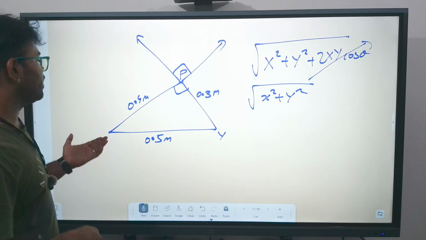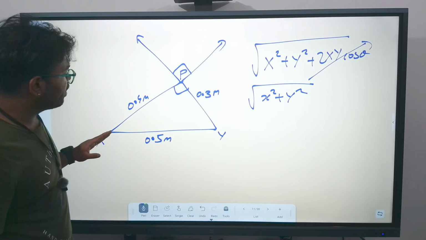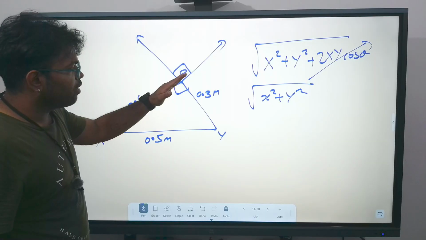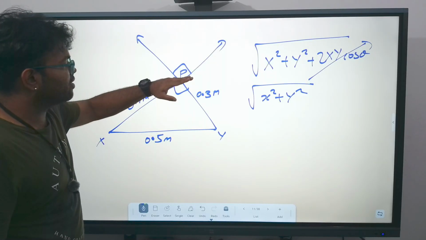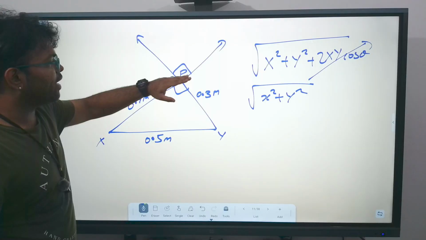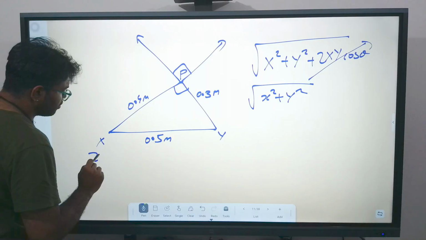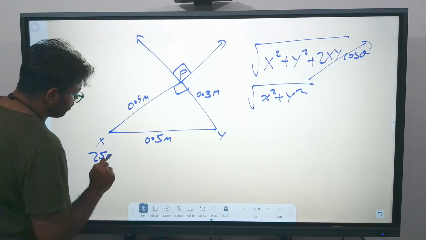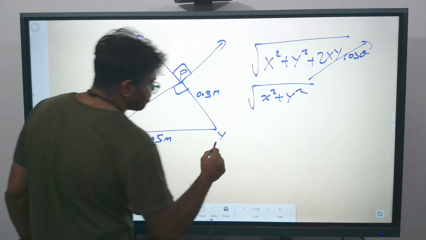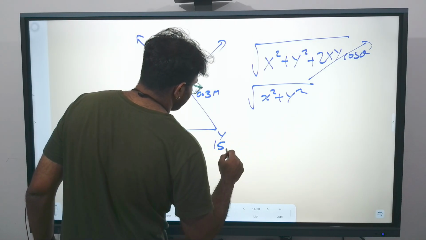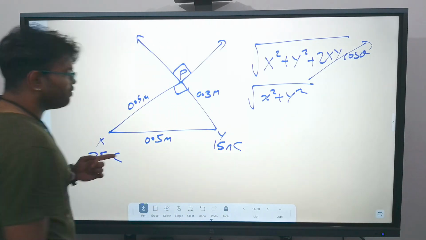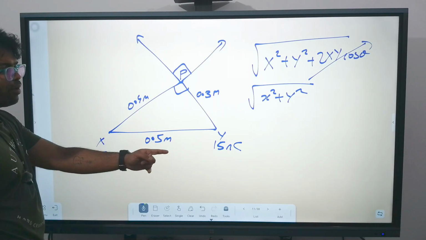So all you have to find is the electric field from X at this point, and the electric field from Y at this point, and then we find the root. Okay, let's do this. We know that this is 25 nano coulombs. This is 15 nano coulombs, like 25 and 15, right? Or is it 2.5 or 1.5?